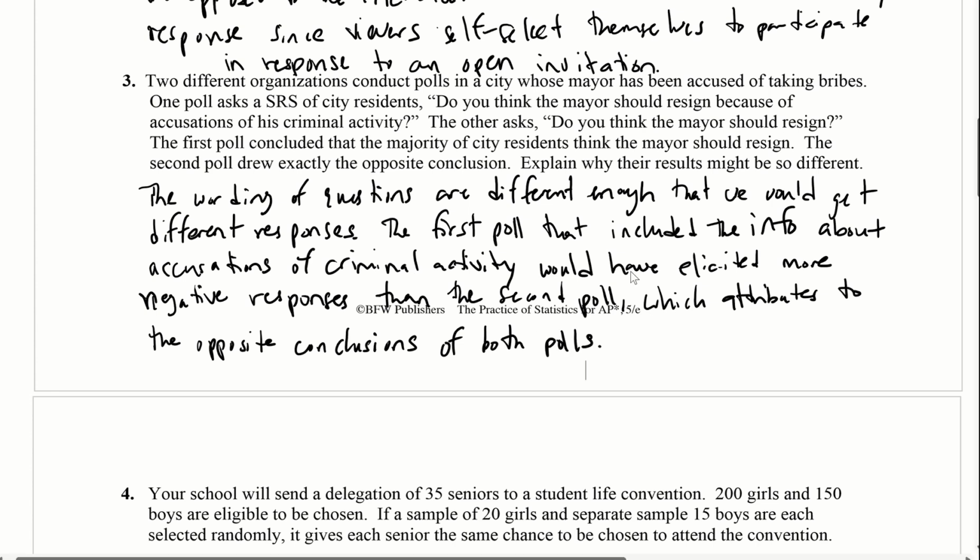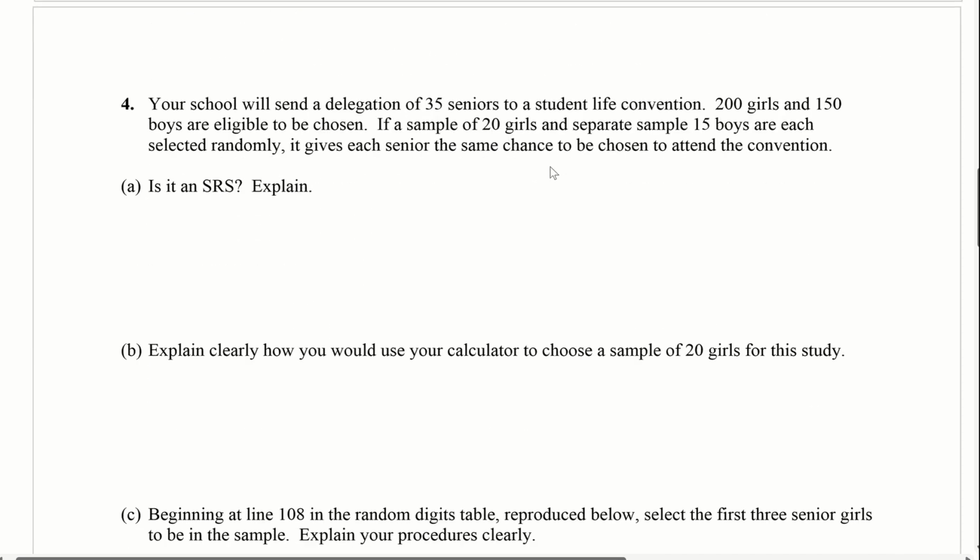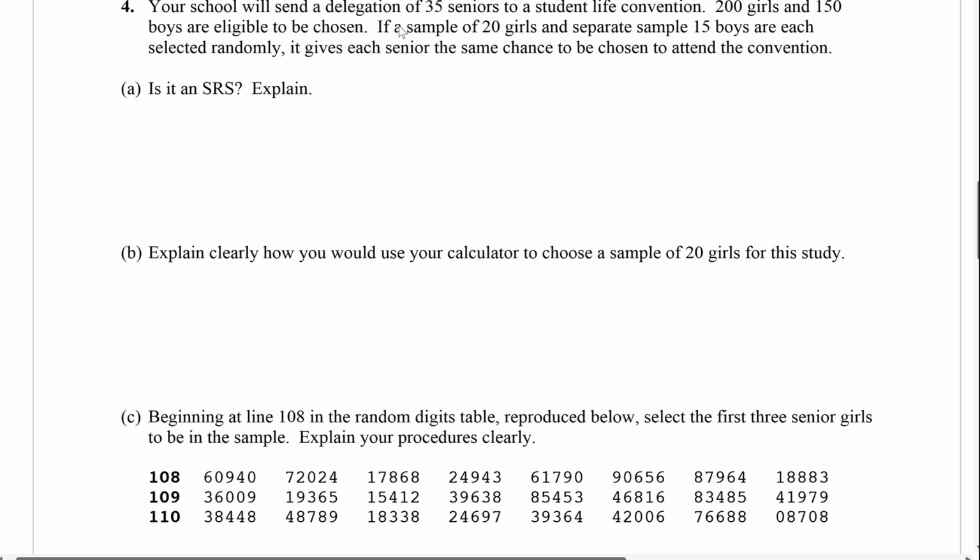Okay, so this is just a wording, but if you said anything like that, where the wording of the survey and the fact that they included the info about accusations, criminal activity, that would have enabled responses to be more biased in the negative direction, right? Or have more negative responses, right? And then therefore leading to the opposite conclusions. So anything like that, so these questions are not necessarily difficult. It's just a matter of being able to explain.